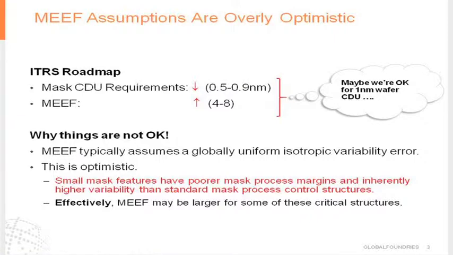Let's open a discussion. MEEF typically assumes a globally uniform isotropic variability error. So you expand or dilate an OPC feature to calculate the MEEF by looking at the litho error. This is optimistic, and moving forward is probably going to be increasingly wrong. It's because these small mask features have a poor mask process margin and inherently higher variability than the mask process control structures. So this is a hotspot. Effectively, and I underscore effectively because this is not the proper usage of MEEF, MEEF may be larger for these critical structures, at least in a relative sense.